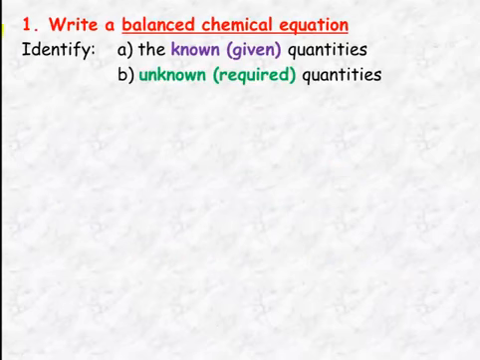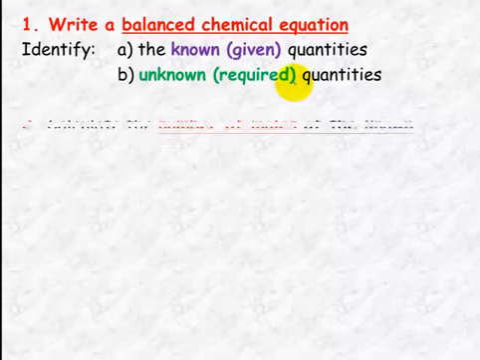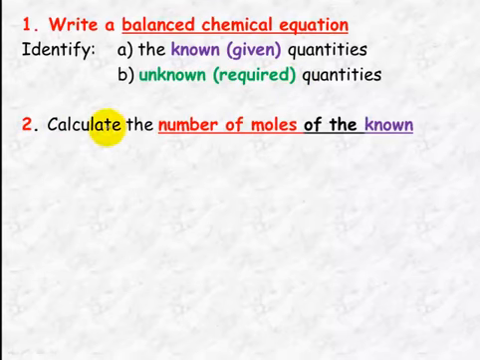Okay, so the first step you need to do whenever you're given a question is write a balanced chemical equation. So identify from that balanced chemical equation and from the information that you're given the known and the unknown. So what you know, what quantities you've been given, and what you're trying to work out. That's probably one of the hardest parts of the question, establishing what it's asking. The second thing you want to do is calculate the number of moles of the known substance. That can be given to you in grams or in volume and concentration. You need to convert that to moles.